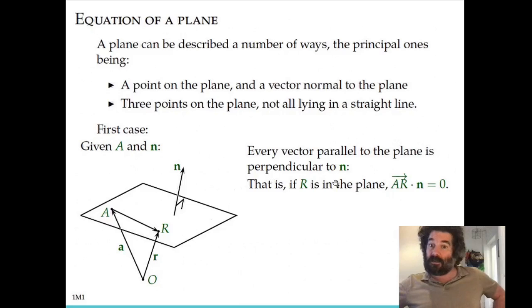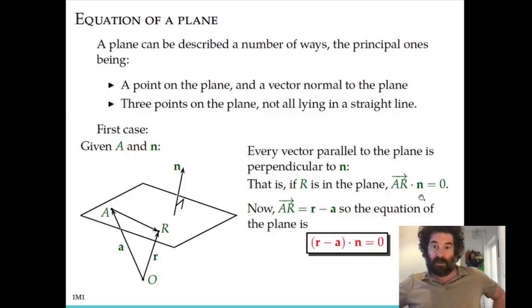In fact, this equation using the dot product says that the vector from A to R dot product with the normal vector has to equal 0. And so we could be a bit more particular if we write the vector from A to R in terms of the position vectors of the point R and the point A. And so this boldface R is the position vector of R. The vector from A to R is R minus A. And then this equation, that the vector from A to R dot product with n is equal to 0, can be rewritten this way. And this is the equation for a plane.